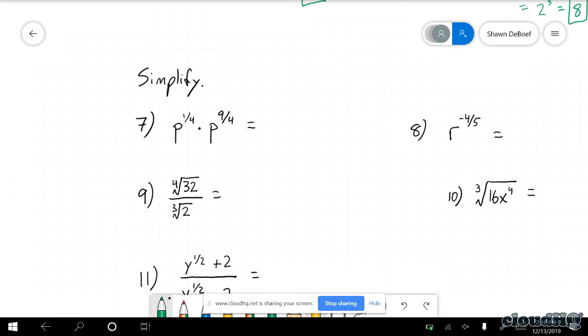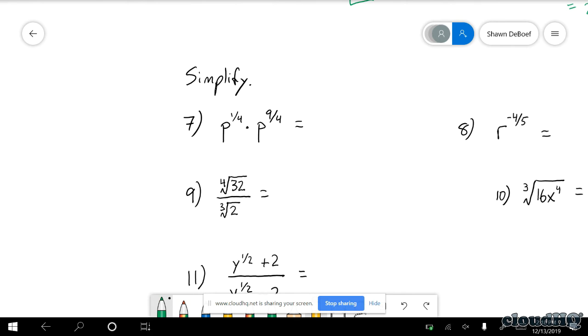Before I do number 7, think about a problem like this. You're probably a little more comfortable with something like this. X to the 3rd times x to the 4th. What would that equal? X to the 7th. So what did we do? We added our exponents together. Same idea here on question number 7. I have the same base number, so I'm going to keep the p, but now I have to add my exponents. So take 1/4 plus 9/4.